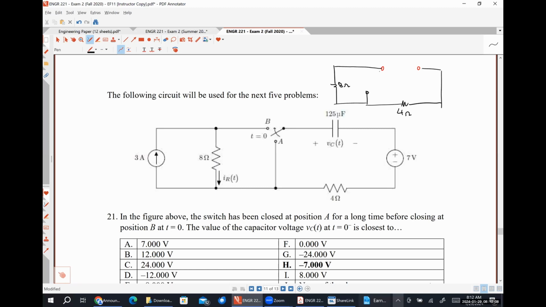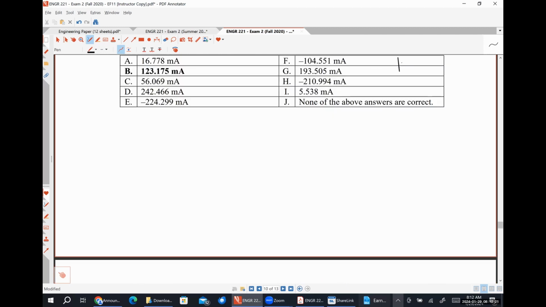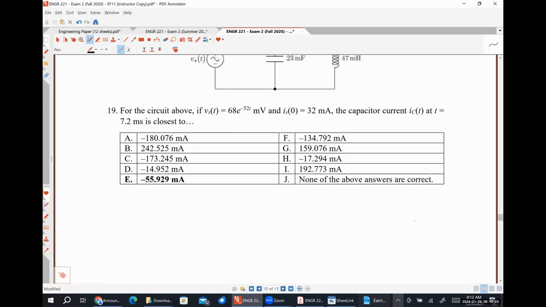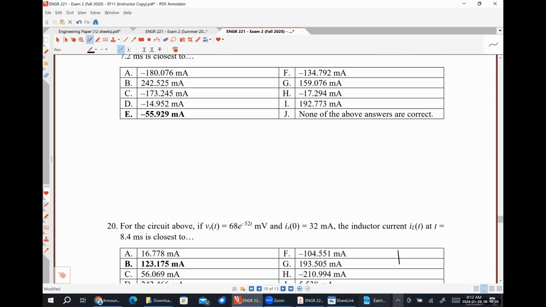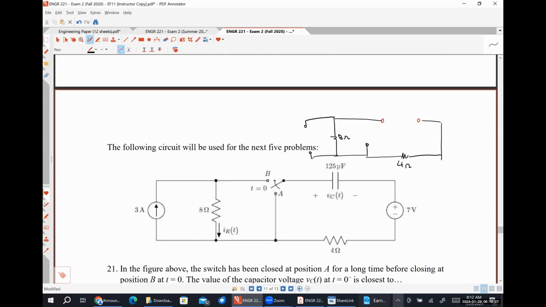My switch is closed up here at position B. And then my current source is going to look like an open circuit. So I see 12 ohms, because we're looking in. The capacitor does in no way, shape, or form become a short circuit.